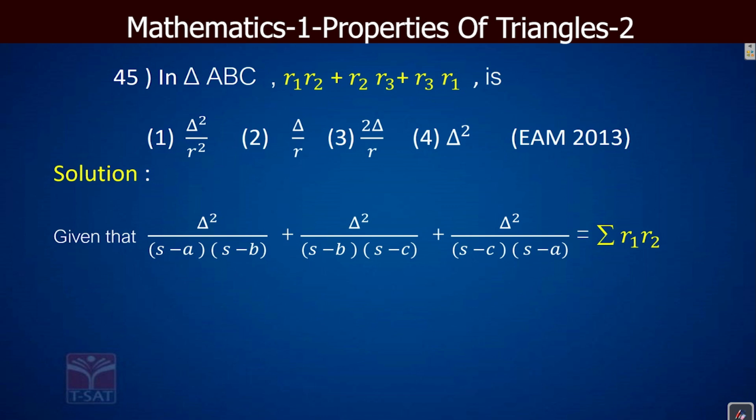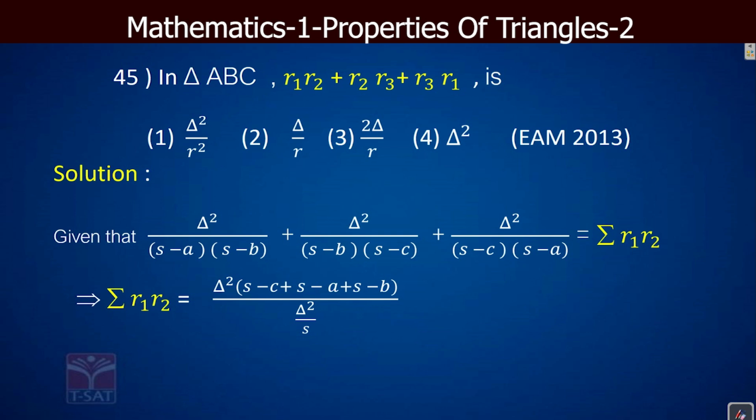Substitute. So, delta square by (s − a)(s − b), delta square by (s − b)(s − c), delta square by (s − c)(s − a). So that is sigma r1r2. Therefore sigma r1r2 is equal to delta square into, now simplify it, (s − c) + (s − a) + (s − b) by s(s − a)(s − b)(s − c). But s(s − a)(s − b)(s − c) is delta square, so s(s − a)(s − b)(s − c) = delta square, and if you substitute, 3s minus 2s is s, so that is equal to s square. So s square means delta square by r square. So option number 1.